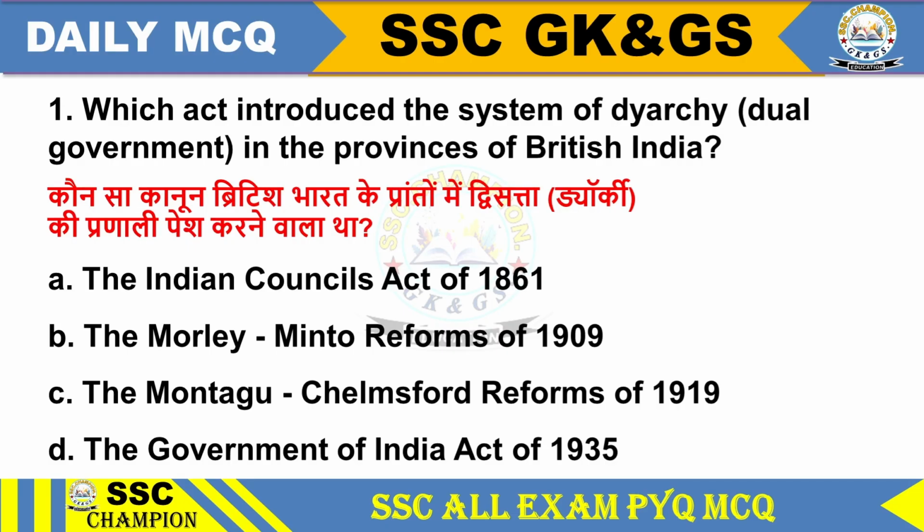Set 7. Which act introduced the system of diarchy, dual government, in the provinces of British India? Option A, the Indian Councils Act 1861. Option B, the Morley-Minto Reforms of 1909. Option C, the Montagu-Chelmsford Reforms of 1919. Option D, the Government of India Act 1935. Correct answer, option C, the Montagu-Chelmsford Reforms of 1919.